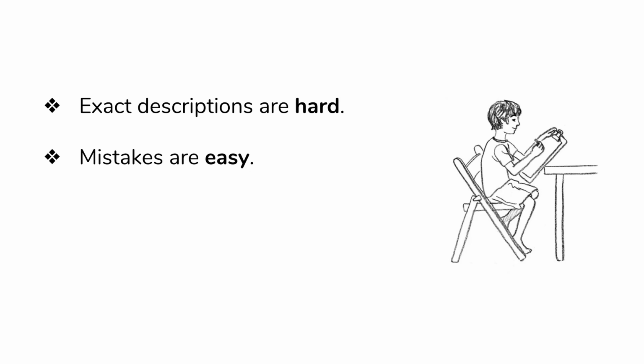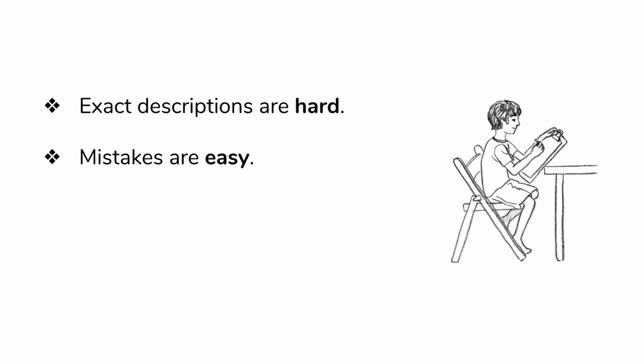The second thing you might have learned is that mistakes are really easy to make. When you're trying to describe something precisely, you'll almost never get it right the first time, and that's okay. Instead of feeling bad about your mistakes, the trick is to realize that everyone makes them. So what's important is not that you made the mistake, but how you fix it afterwards.